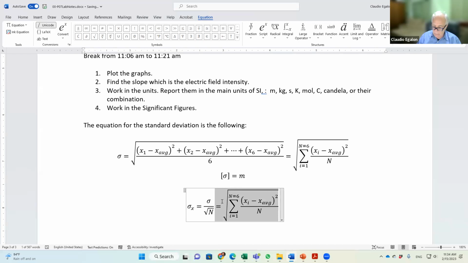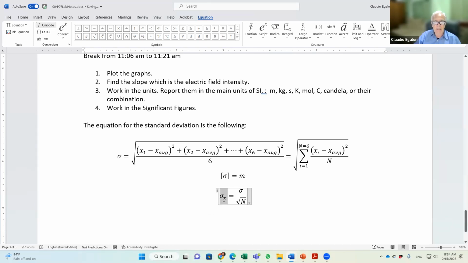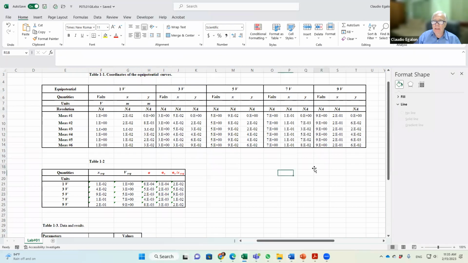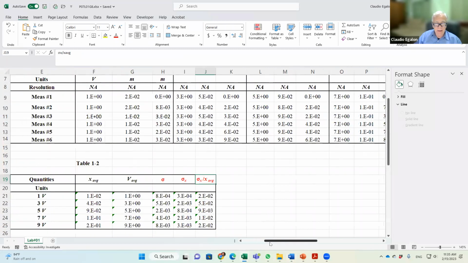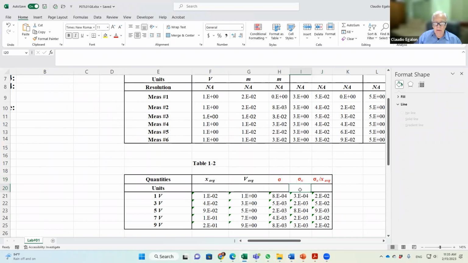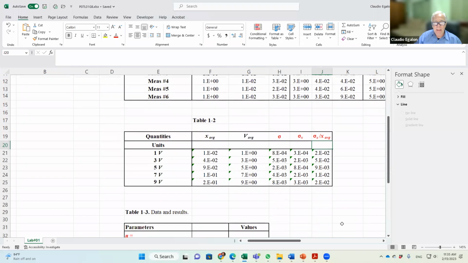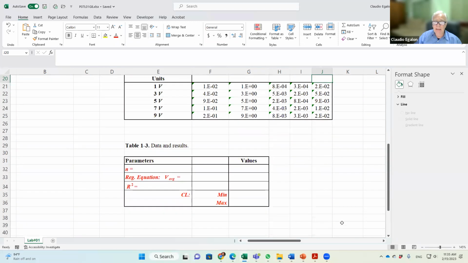So you can see that the unit of sigma sub x is going to be the same as the unit of sigma. And then we have the last one, sigma x over x average. We already know that the unit of sigma is meter, the unit of sigma x is meter as well. So the unit here is meter divided by meter. Meter cancels meter, and then you get a unitless quantity. That's what you get for that.